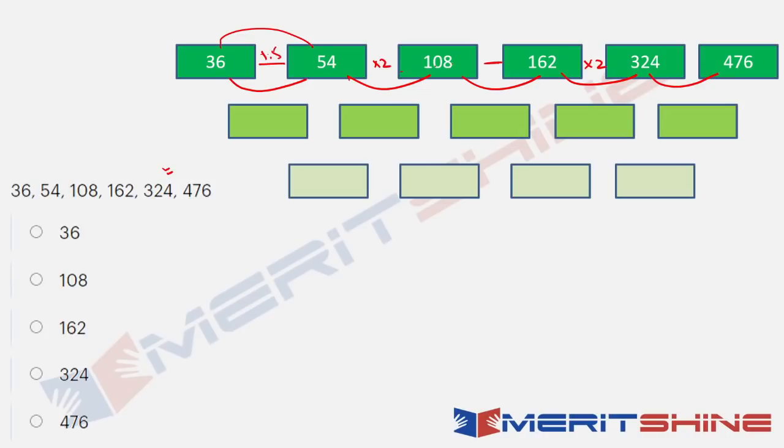54. Now I'll quickly check. 108 plus half of 108 is 54. Yes, this is 162. Again, this is into 1.5. That means 324 should be multiplied here with 1.5. Half of 324 would be what? 162, right? Half of 32 is 16 and half of 4 is 2, so 162 here. This should be 486 and not 476, and hence this is incorrect. I have just tried to solve as a student would have thought in examination.